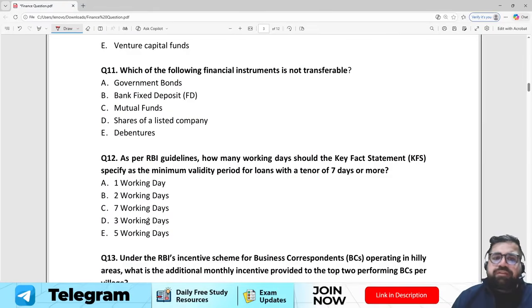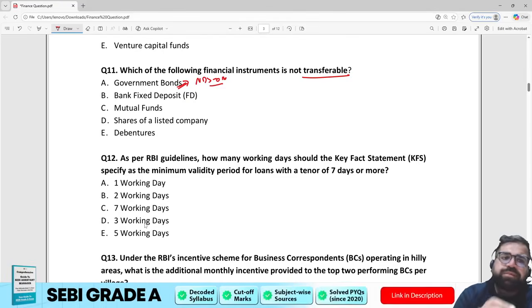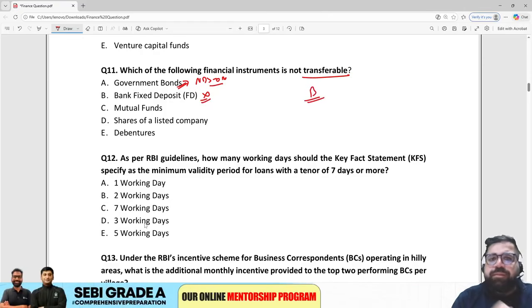Which of the following financial instruments is not transferable? By transferable, we mean that you can change the ownership of that particular financial instrument. Government bonds, yes, you can sell government bonds on NDS-OM, right? Negotiated Dealing System, Order Matching. Bank FD, no, this is not transferable. Therefore, my answer will be option number B.